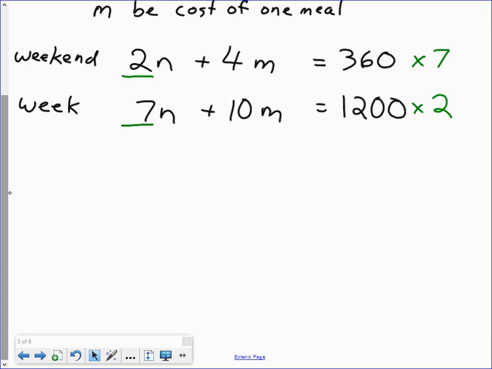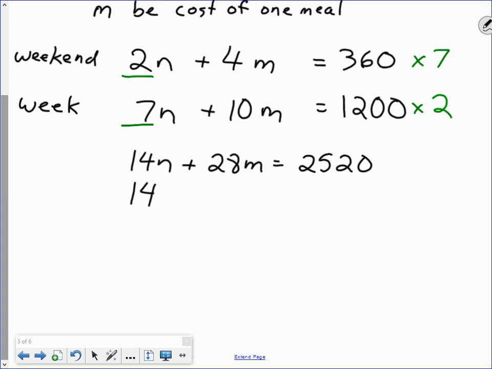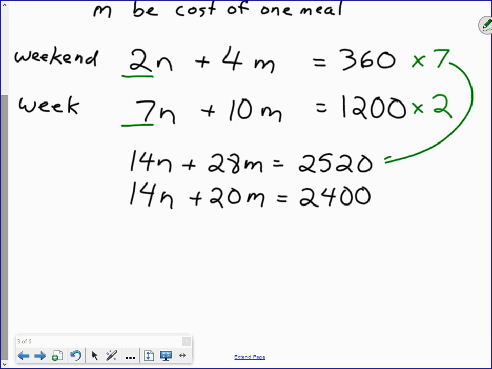So if I multiply the first one by 7, I'm going to get 14n plus 28m equals 360 times that 7, which is going to be 2520. Okay. And then our second one, when we multiply by 2, 14n plus 20m is going to be 2400. So this one came down to here. This one came down to here.